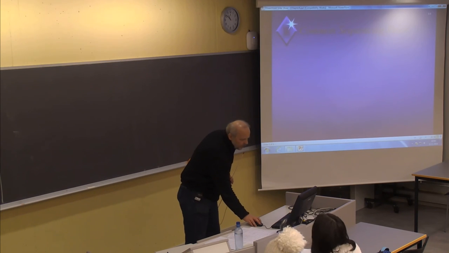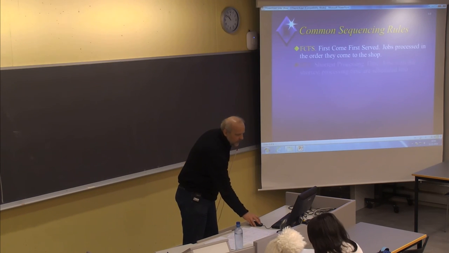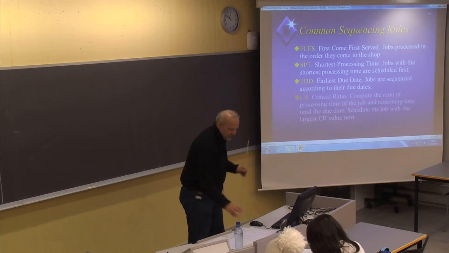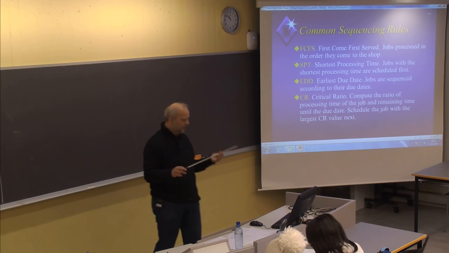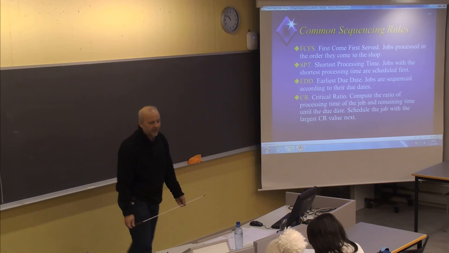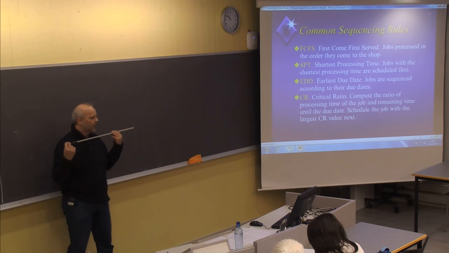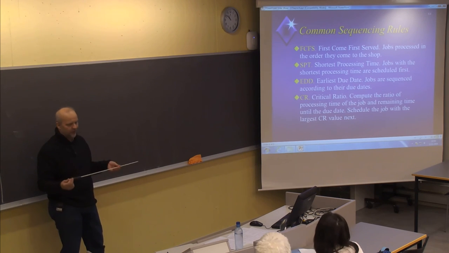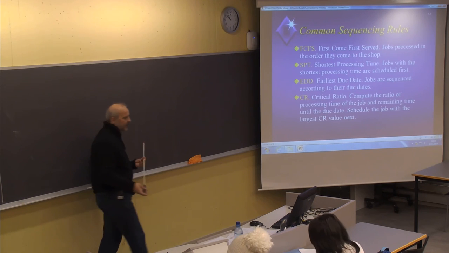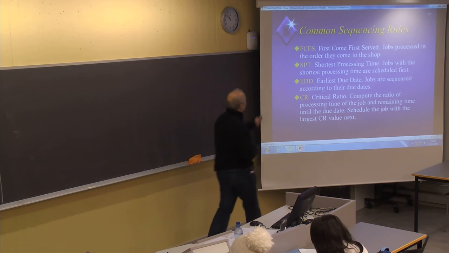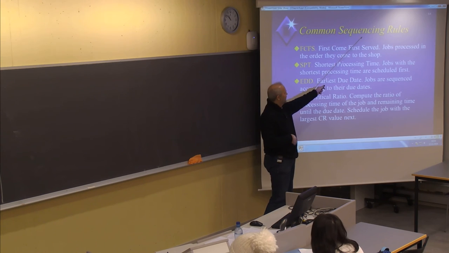So let's now look at different rules shown here, because now we will assume that we have several orders which should be performed in one machine. And then we can look at different sequencing rules.